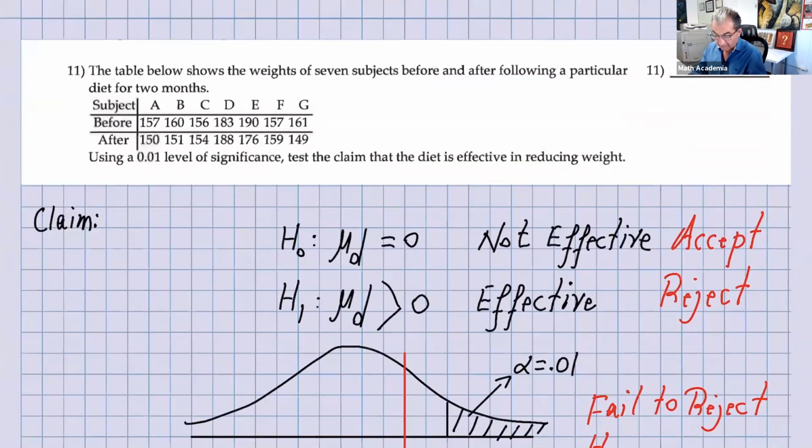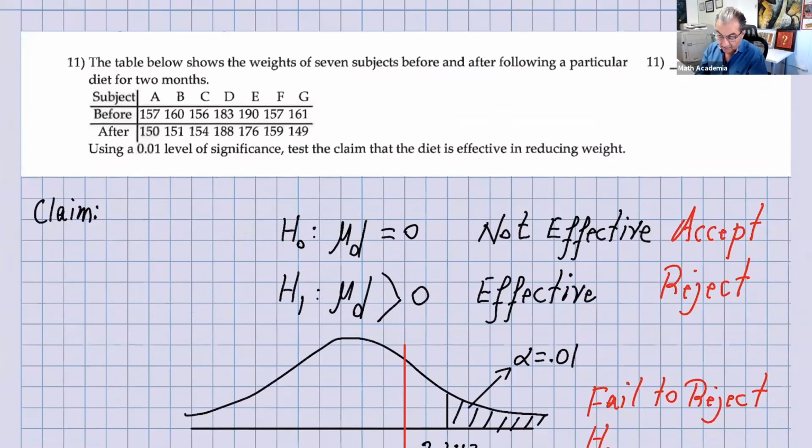So number 11, let's see, the table below shows the weights of 7 subjects before and after a particular diet for 2 months. So we have the subject, we have the weights before and the weights after. So use 0.01 level of significance to test the claim that the diet is effective. Be very careful here, it says effective.